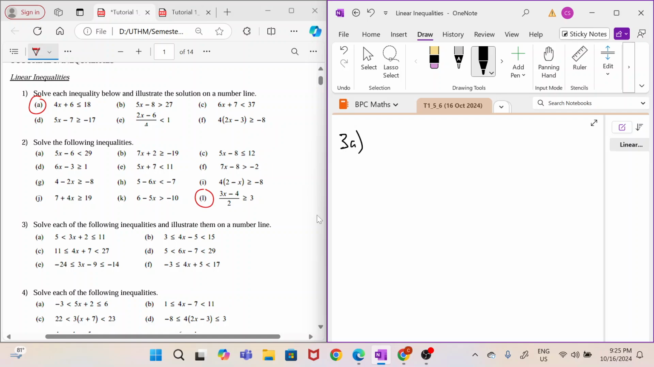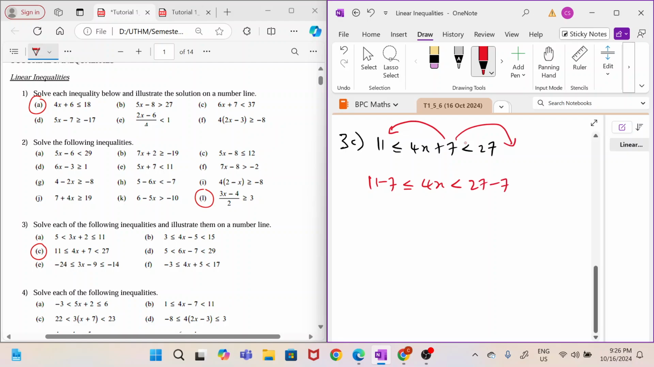Solve each of the following inequalities and illustrate them in number lines. So maybe I will do C here. Plus 7 you bring here becomes minus 7. This one you bring here becomes minus 7. So this one is 4, 20, and then 4 here you divide, this should be your answer.